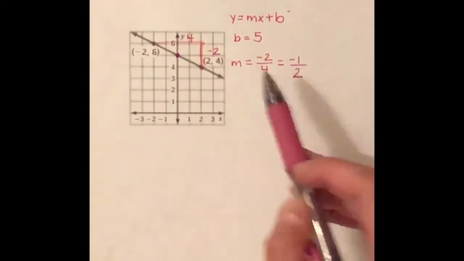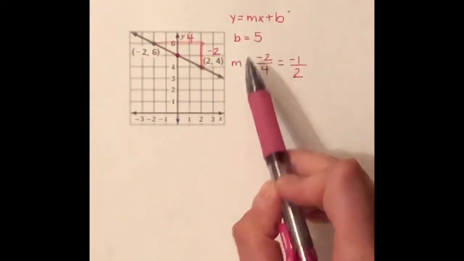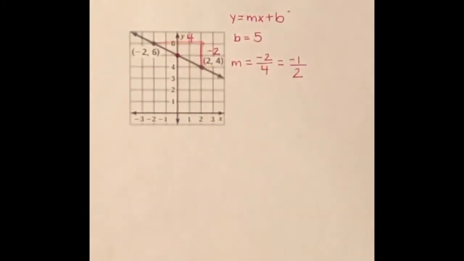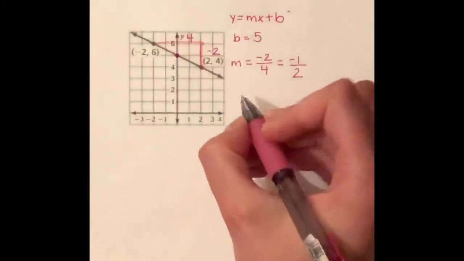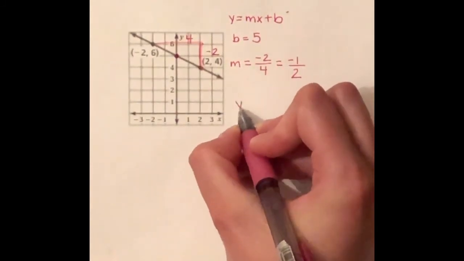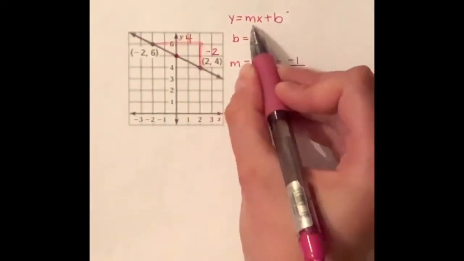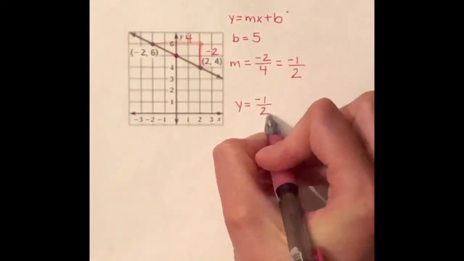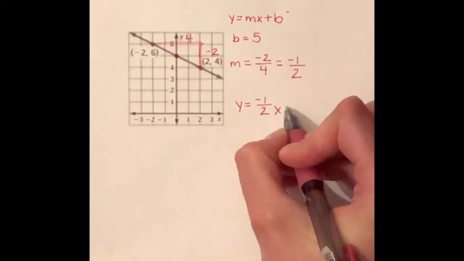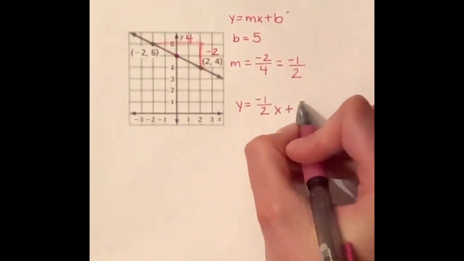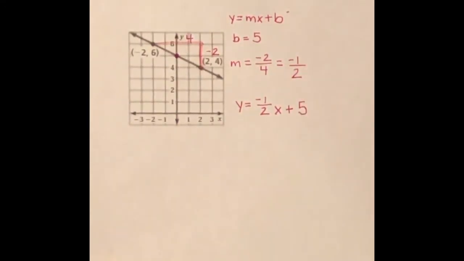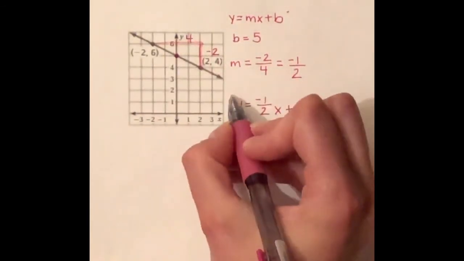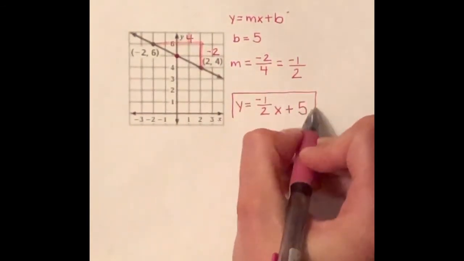Now that I have my m and I have my b, my slope and my y-intercept, I can go ahead and put it into slope-intercept form. So my equation is y equals my slope, which is negative 1/2, times x, and my y-intercept is 5. And it's going to be plus 5 because my y-intercept is positive. So this is my equation in slope-intercept form.